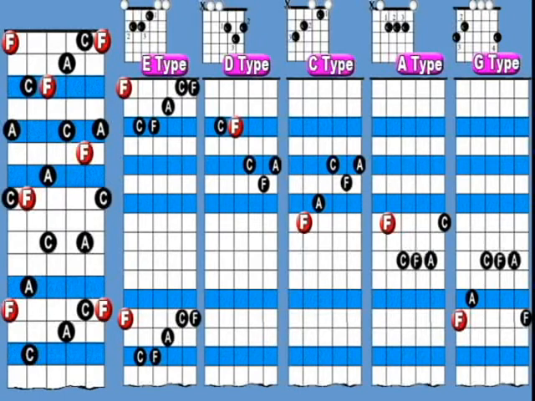Okay, let's begin studying the key of F by looking at the super pattern, locating the root notes, getting a good visual of the 5 basic shapes associated with F, and see if we can play them up and down the neck, cleanly and smoothly.